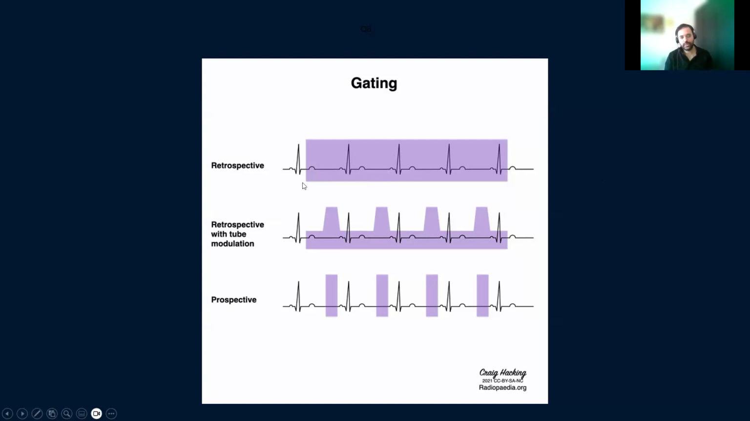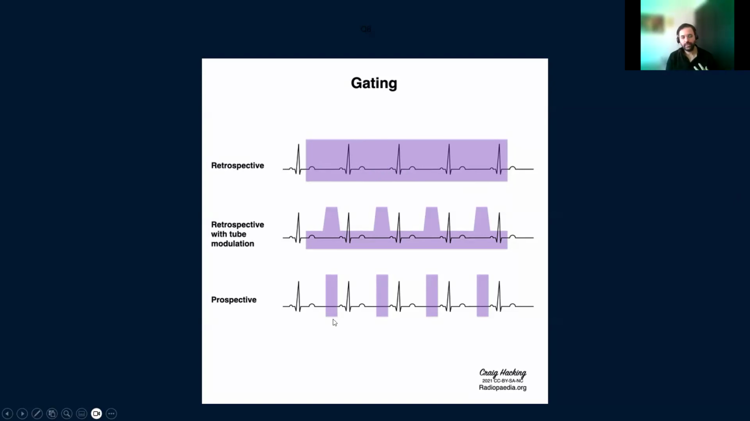So what is retrospective? With retrospective, you are not limiting your radiation to any part of the cardiac cycle. You are imaging the entire cardiac cycle, through the P wave, QRS, T, everything, throughout all the cardiac cycles. So you get everything. That's great, you will have no missed data. But what is the problem? The patient is going to get very high doses of concentrated radiation to the chest.